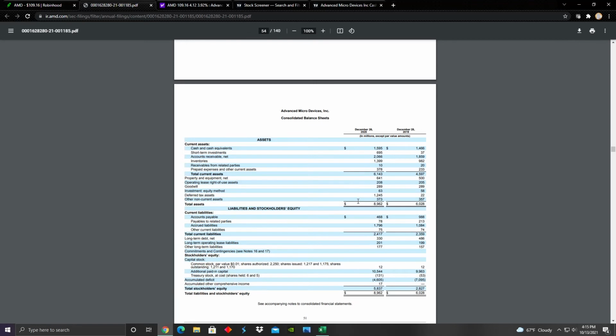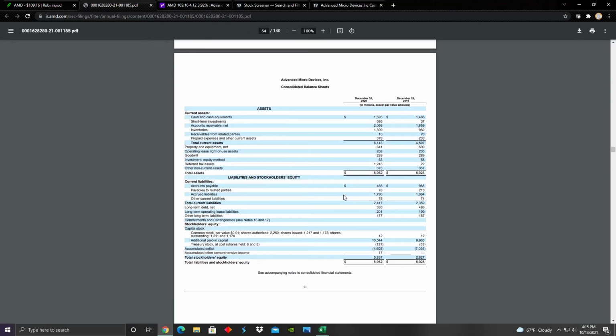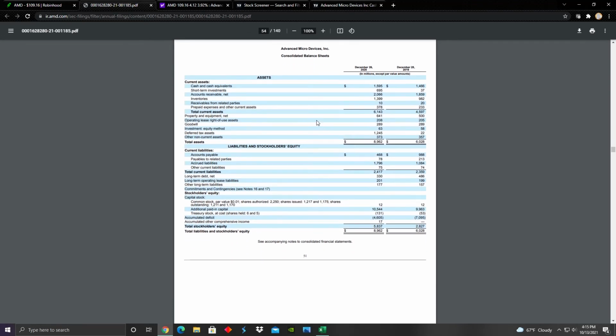I'm going to scroll down here and take a look at their balance sheets. We can see that their current cash position is decent compared to their total current assets. Their total current assets are $6 billion. Cash position is $1.5 billion.